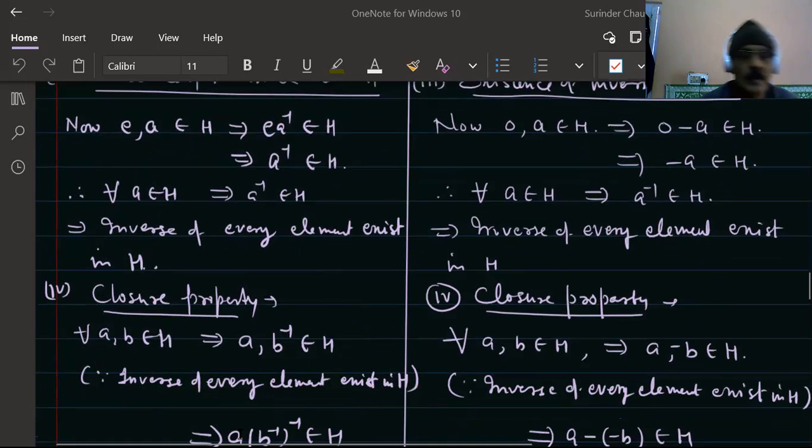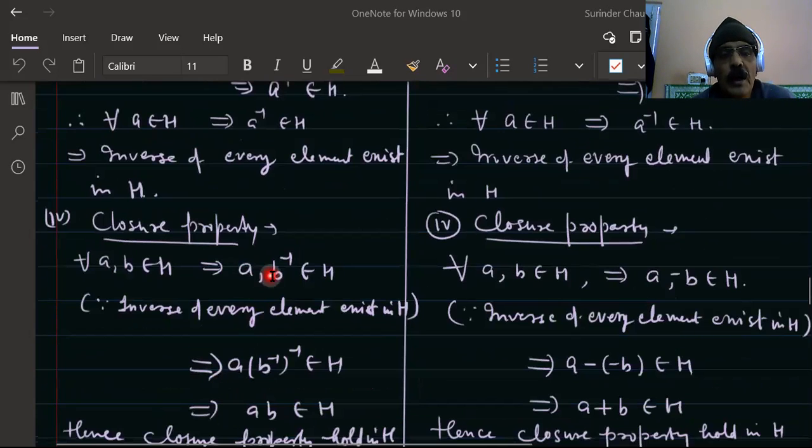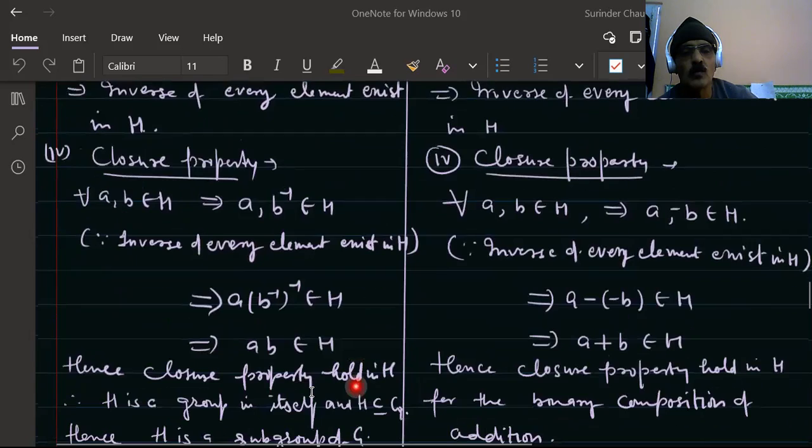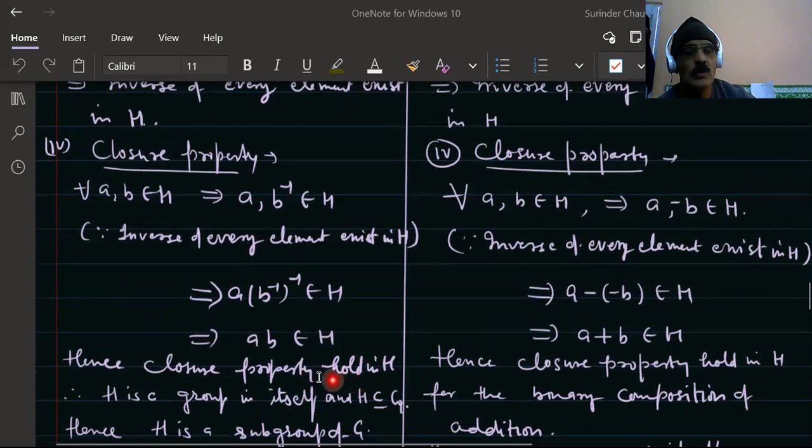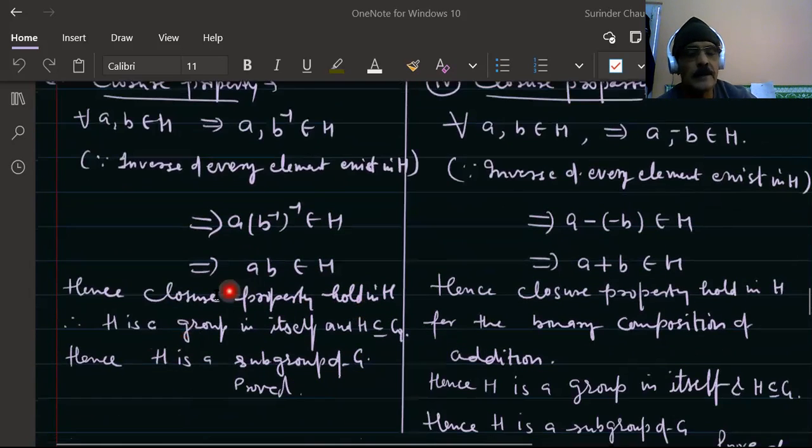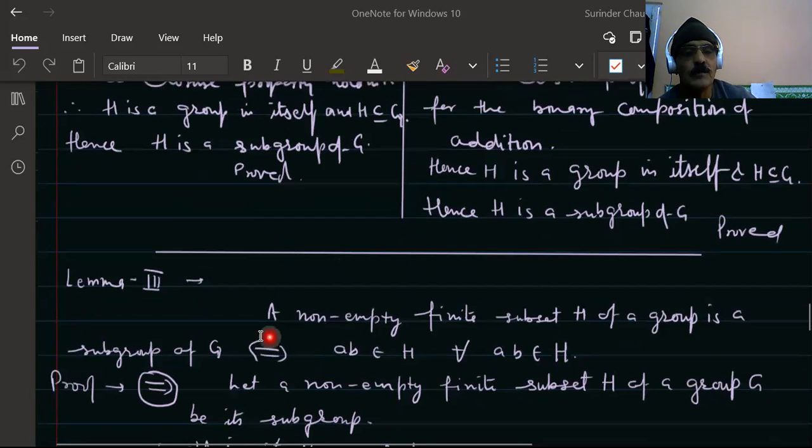So now, if a and b belong to H, then a b inverse belongs to H from the given condition. So b inverse also belongs to H, therefore a into b inverse inverse is equal to a b. So H has an identity element, inverses exist, and closure holds in H.